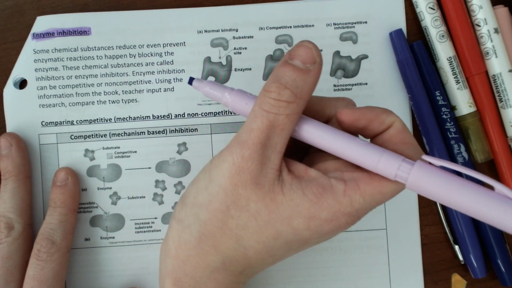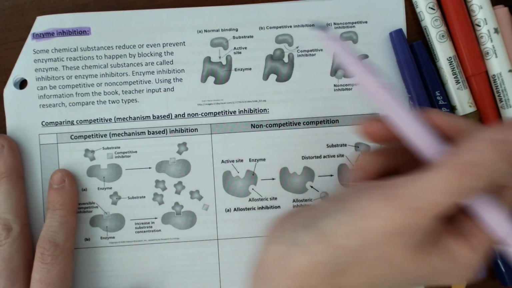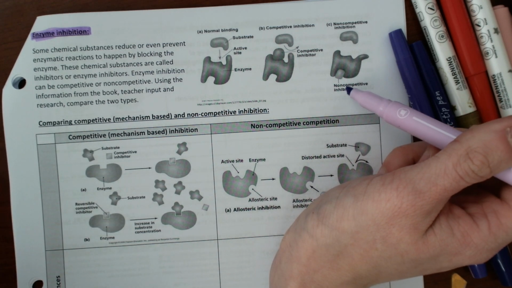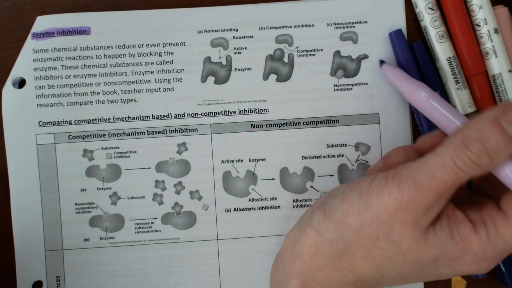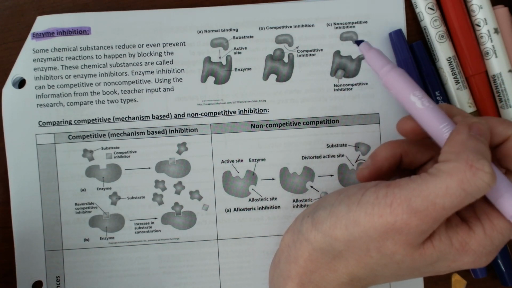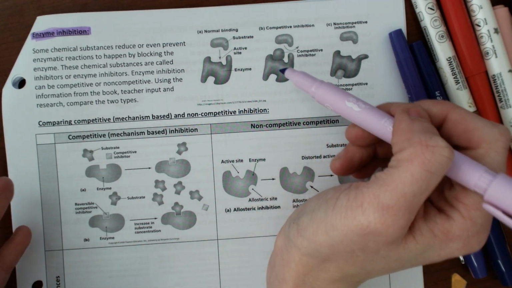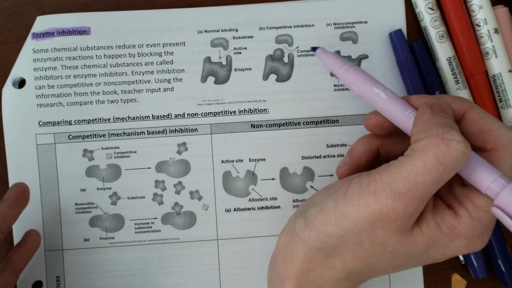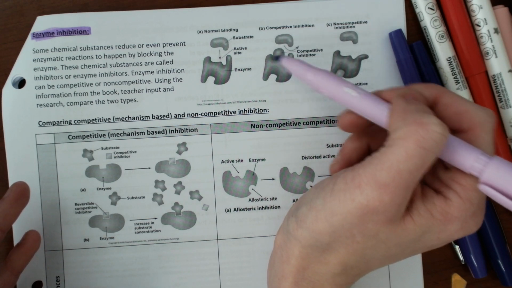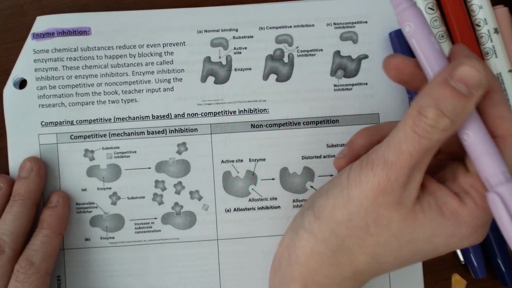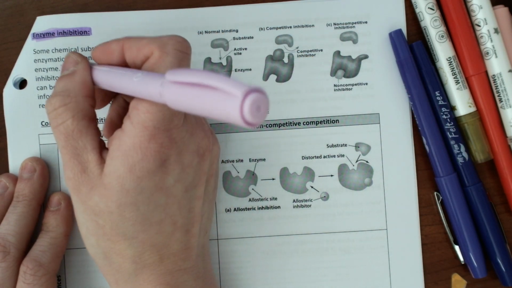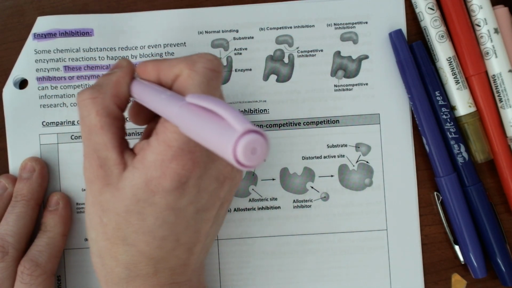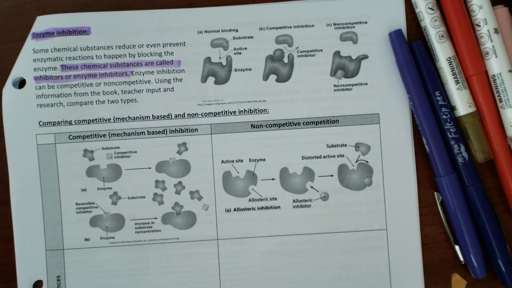Enzyme inhibition can be competitive or non-competitive. It can either be a substrate that binds to the allosteric site, which denatures the enzyme so that your substrate can't bind. Or in competitive inhibition, it's a substrate that binds to the active site so that your substrate itself can't bind to that active site. And so these chemical substances are called inhibitors or enzyme inhibitors. Why? Okay, whatever. It's fine.